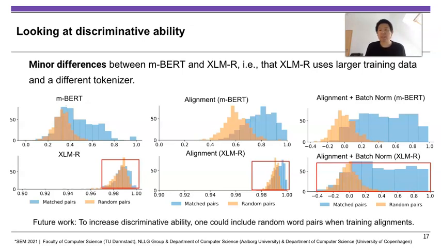And this also raises another question for future work. We think it might be important to include random word pairs as negative examples when training cross-lingual alignment, particularly for XLM-R.